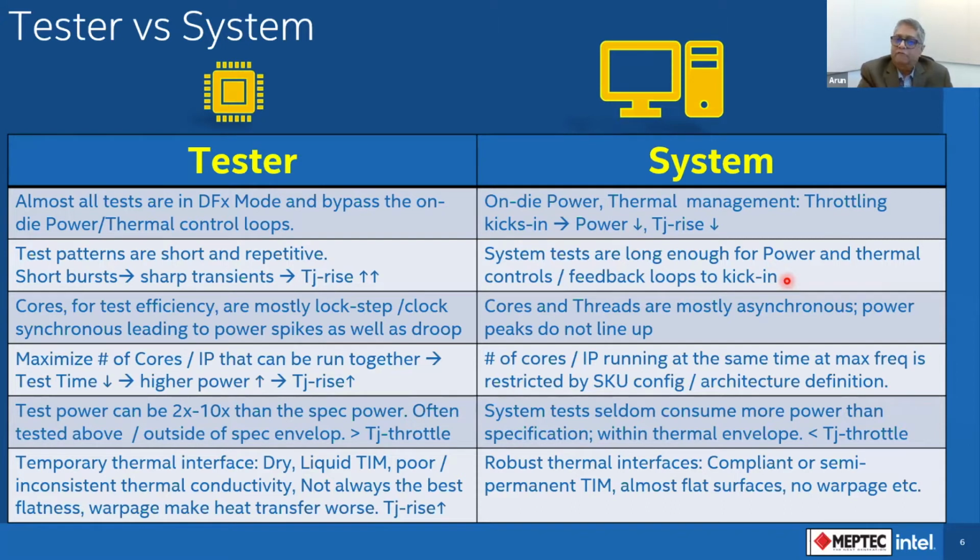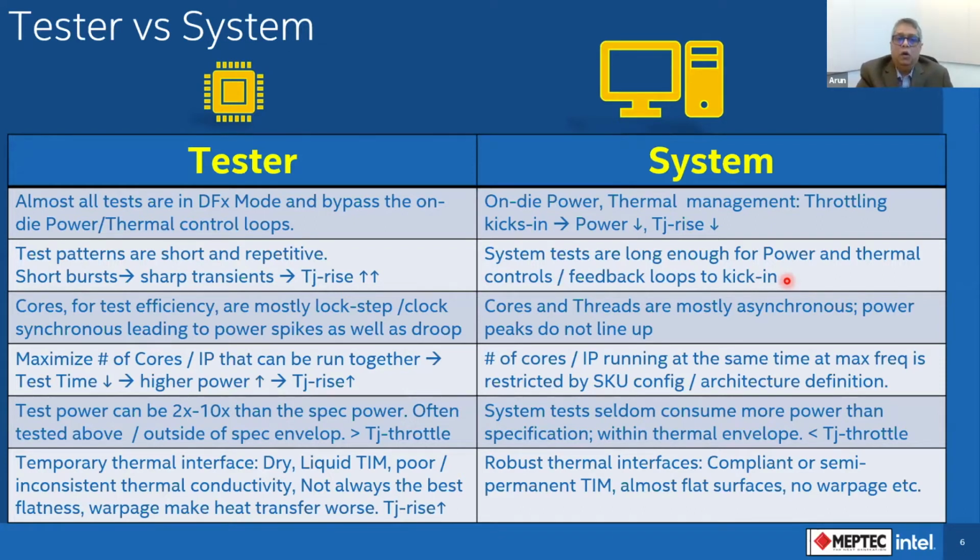Our test patterns are very short compared to the system benchmark. System benchmarks can be long, and the thermal control feedback can kick in because you have enough time to see the temperature rise and control. But in tester, we go boom, boom, boom, boom. We burst through it, very sharp transient, and TJ rises exponentially, in fact, meteoric, right?